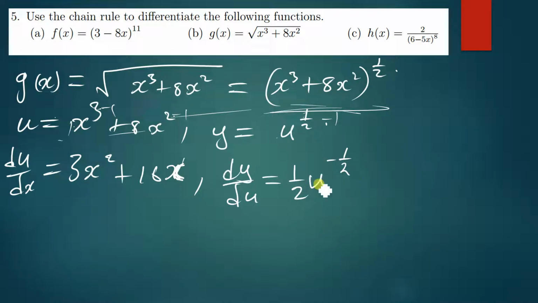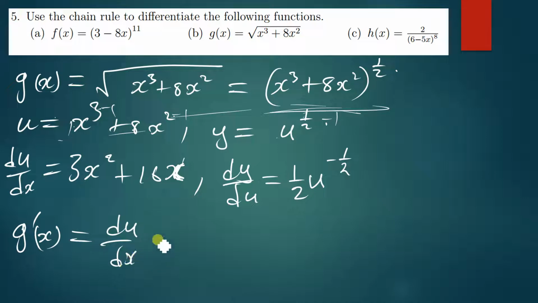Negative half. Yeah, so we apply the chain rule. The chain rule states that g prime of x is going to be equal to du dx times dy du. Yes, so this is how we're going to write it.